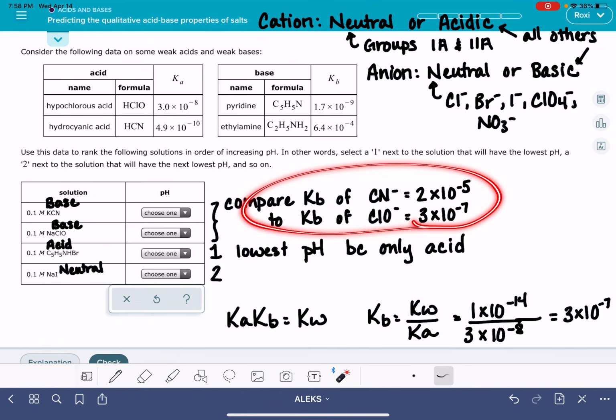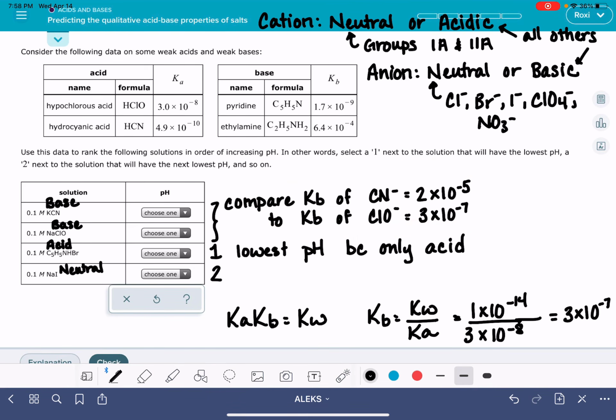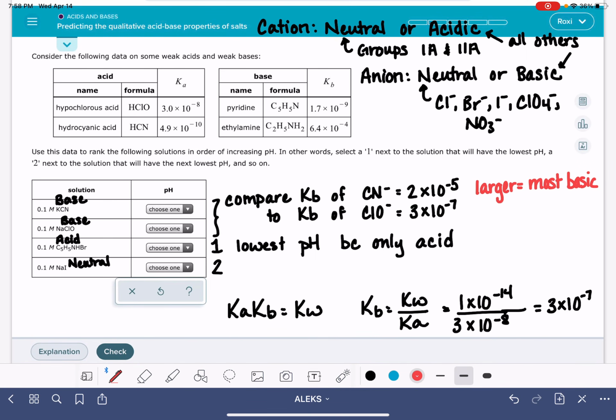Now that we have these numbers, what are we going to do with them? The larger Kb value corresponds to the more basic of the two, the stronger base, and that's going to correspond to the one that has the higher pH. So when we come back to our rankings here, because KCN has the larger Kb value, 10 to the minus 5 is larger than 10 to the minus 7, this is going to have the highest pH, and this one will be the next highest pH.